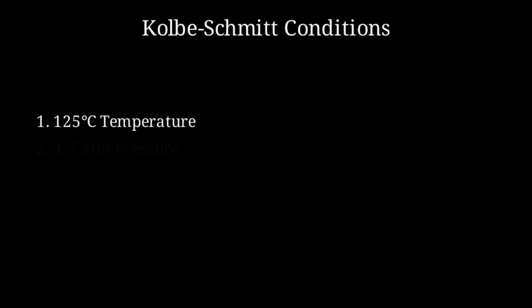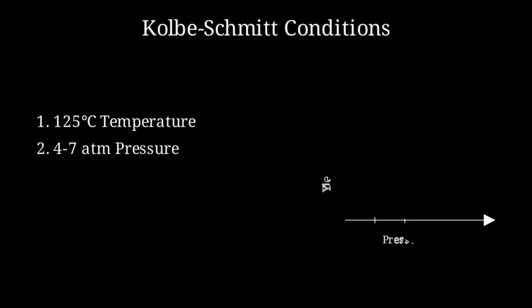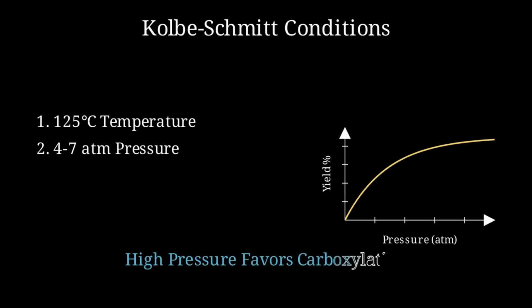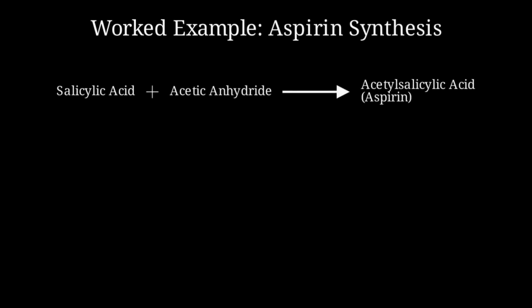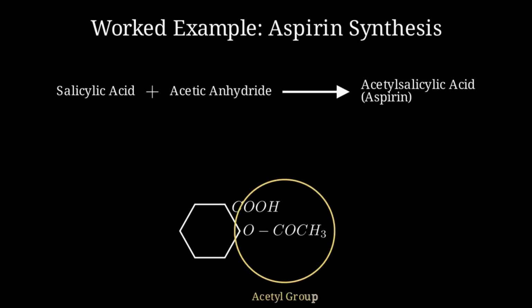The reaction requires specific conditions, a temperature of about 125 degrees Celsius and high pressure, typically 4 to 7 atmospheres, to force the gaseous carbon dioxide into the reaction. As a worked example, consider the synthesis of aspirin. We first produce salicylic acid via the Kolbe-Schmidt reaction, then react it with acetic anhydride to create acetylsalicylic acid, illustrating the industrial importance of these phenol reactions.